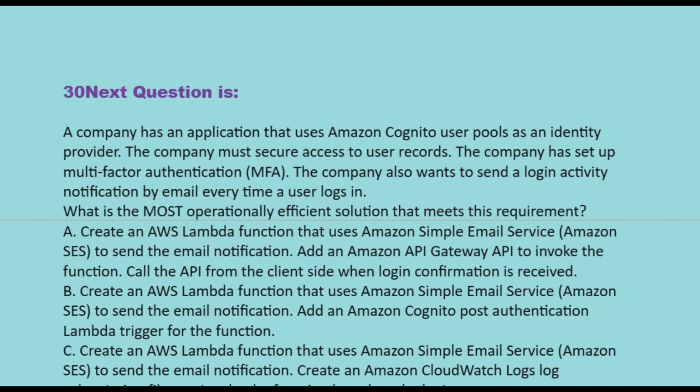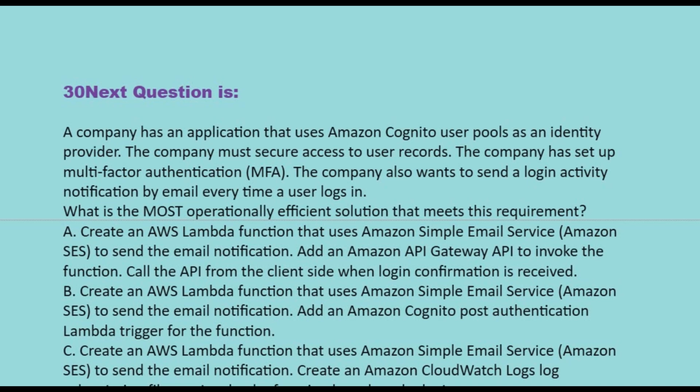Question is, a company has an application that uses Amazon Cognito User Pools as an identity provider. The company must secure access to user records. The company has set up multi-factor authentication, MFA. The company also wants to send a login activity notification by email every time a user logs in. What is the most operationally efficient solution that meets this requirement?